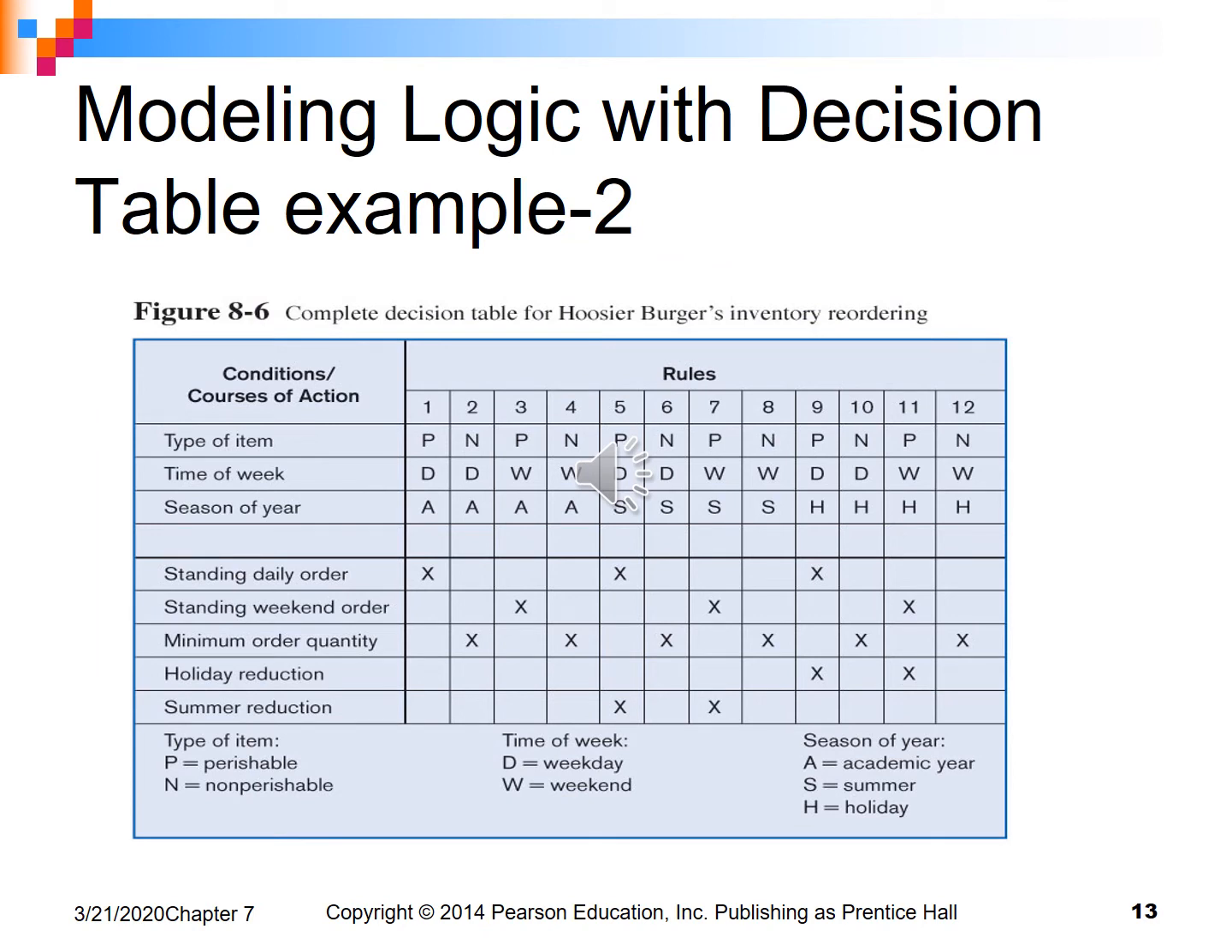If you look at this example of a decision table, here it is kind of complicated. It has really 12 rules. Why? Because it depends on the type of item. Type of item is P, perishable, or N, non-perishable. The time of week, is it weekday or weekend? 2 times 2, 4. And then the season: academic year, summer, or holiday. It's another 3 types there. 2 times 2 times 3 equal 12 rules.